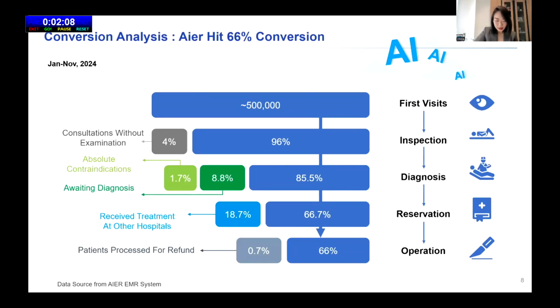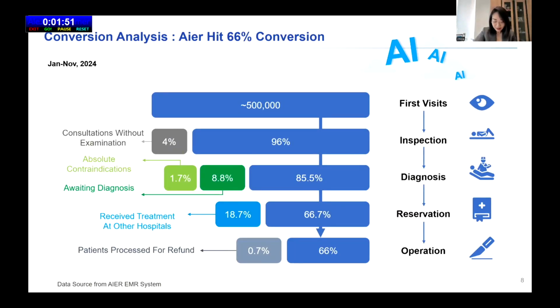Among the 96% who did proceed with examinations, 1.7% were diagnosed with absolute contraindications. Around 9% required further examination, and approximately 85% met the surgical criteria. Ultimately, about 66% of eligible patients scheduled and completed the surgery.